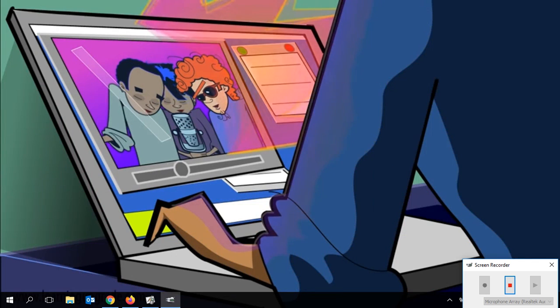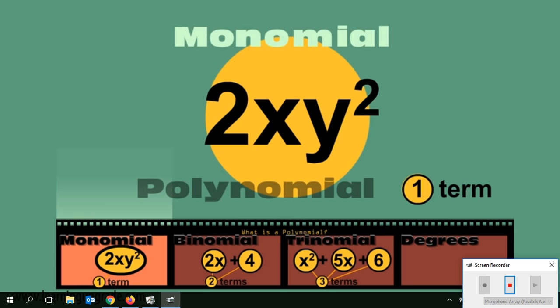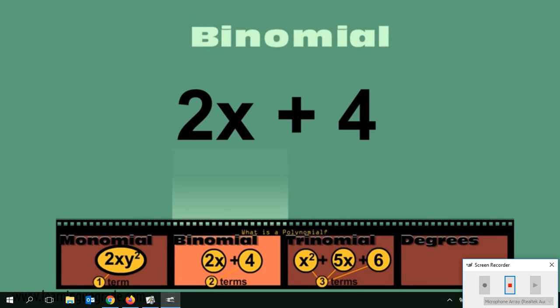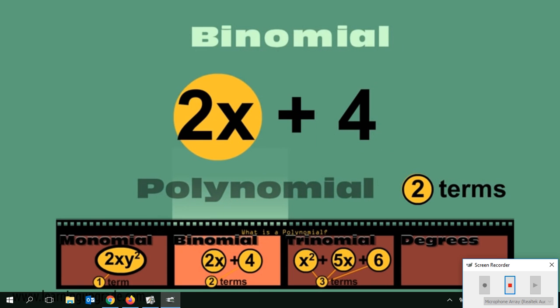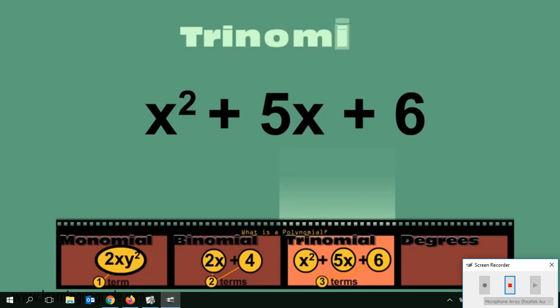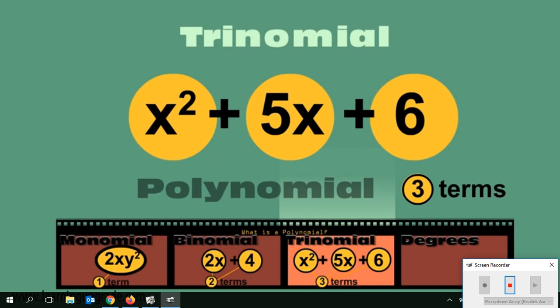What's a monomial? It's a polynomial with one term. 2xy squared, one term, a monomial. What's a binomial? It's a polynomial with two terms. 2x plus 4, two terms, a binomial. What's a trinomial? It's a polynomial with three terms. X squared plus 5x plus 6, three terms, a trinomial.